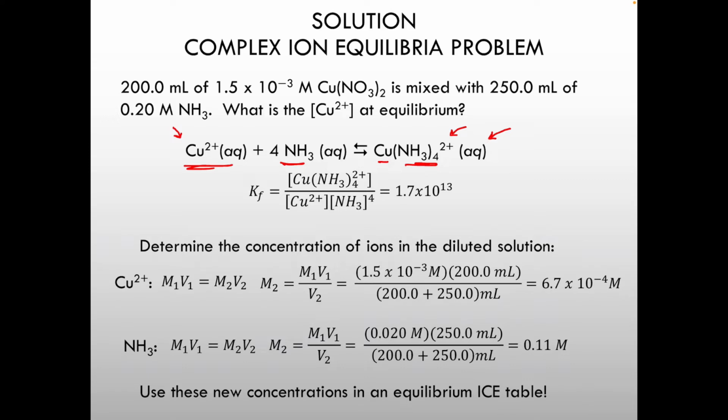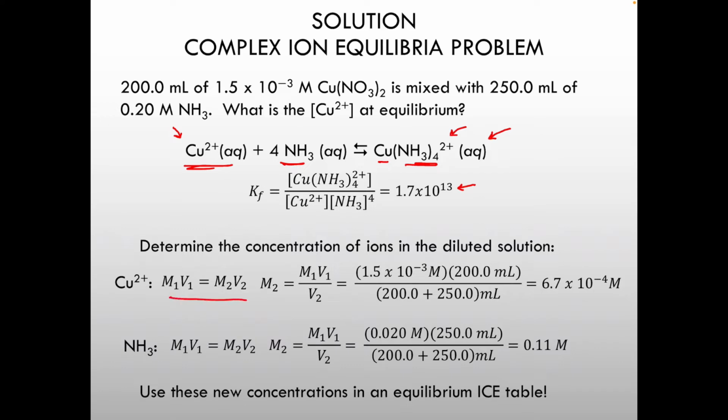So then we can write our Kf expression. Again, it's going to follow all the same rules. So our complex ion will go on the top, and then the metal and the ligand that formed it will go on the bottom. And then this value came from that table. So now, in order to use this Kf, we need to have concentrations. Okay, so we were given concentrations, but those were the initial concentrations. When we mix them together, the concentrations will change because the volumes have changed.